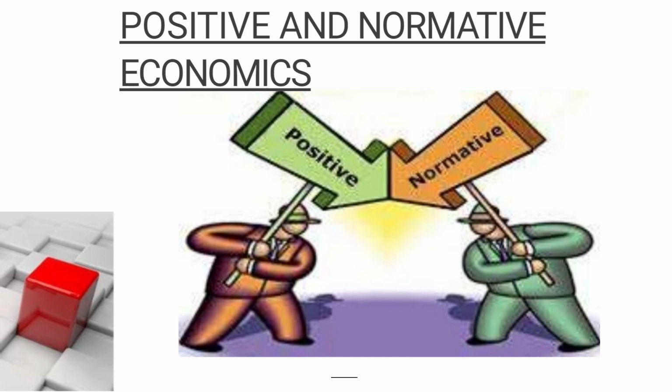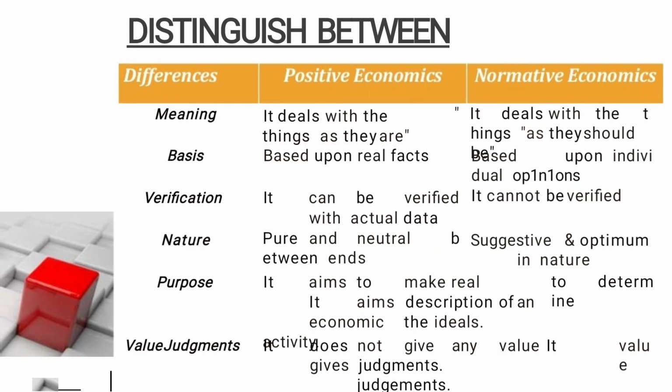For example, there is inflation in a country. Why has this inflation taken place? What are going to be the future consequences? What is good about inflation? What is bad about inflation? So when you analyze it, we call it normative science. Now what is the difference between positive and normative science?